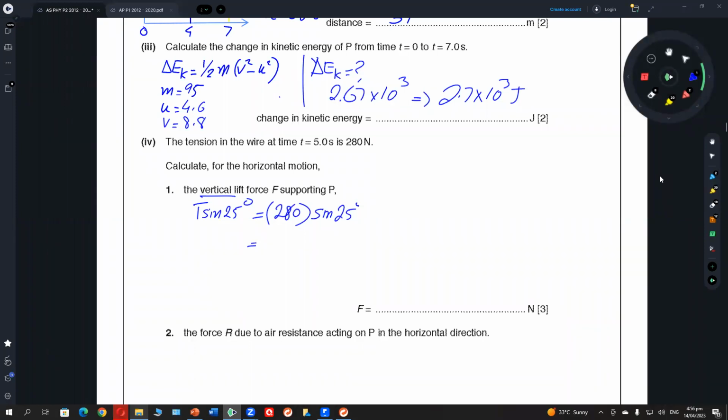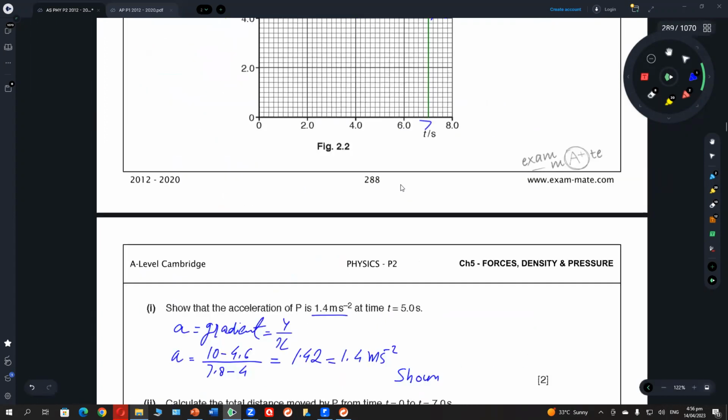What is 280 into sine 25? It should go down from 280, na? It's 118.3. The final I'm getting as 277.3 answer. How are you getting final 118.90? This is the vertical component of tension.